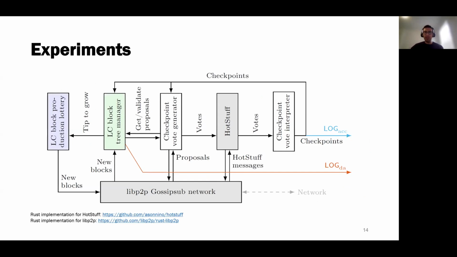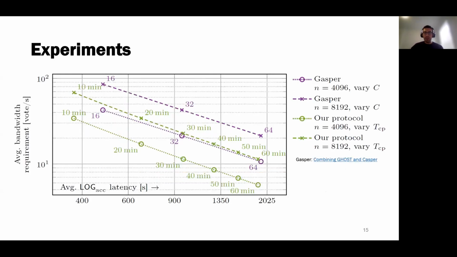We have also implemented our protocol using HotStuff as the accountably-safe consensus protocol. The accountability gadget was deployed on top of a longest chain protocol, and experiments were run. We have benchmarked our experiments against Gasper, the consensus protocol for proof-of-stake Ethereum. Two major metrics of comparison for us were the average bandwidth requirement measured in bytes per second and the average latency for the accountable prefix ledger.